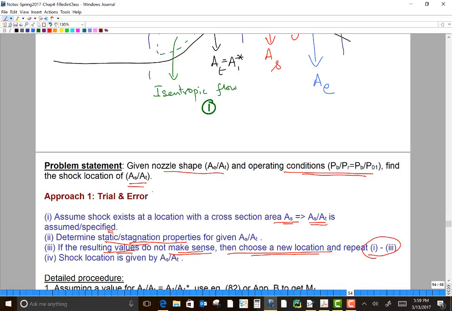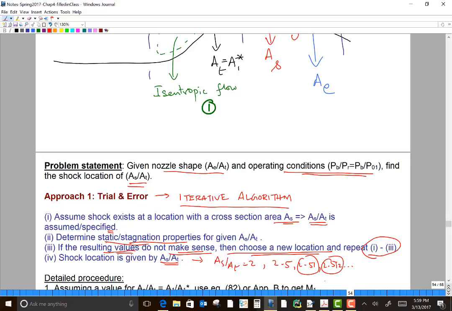So this is an iterative algorithm, okay? And then after you do a few iterations, the final shock location doesn't change by more than a certain value. Say in one case, you start with AS by AT equals 2, 2.5, 2.51, 2.512, right? Then you stop at this location or this location, depending on your tolerance, and say this is the final shock location. So it's an iterative solver, okay?